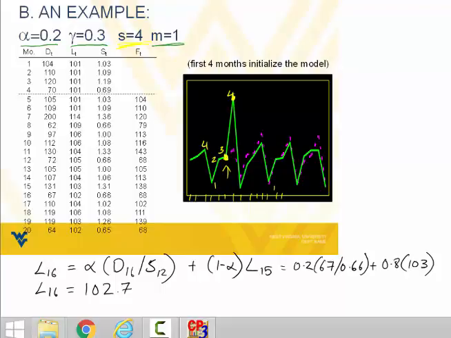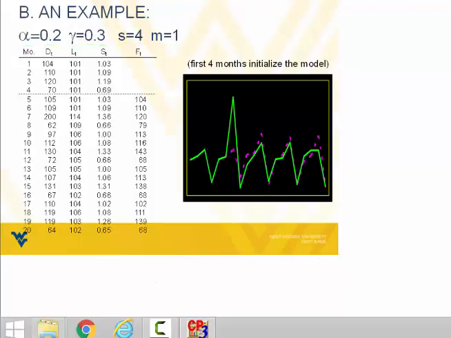Okay, so if everybody's taken this down, I'm going to erase it. And let's look at the seasonal index for period 16. So we have gamma times the demand at which period, the level at which period, plus 1 minus gamma, and we have the seasonal index at which period.